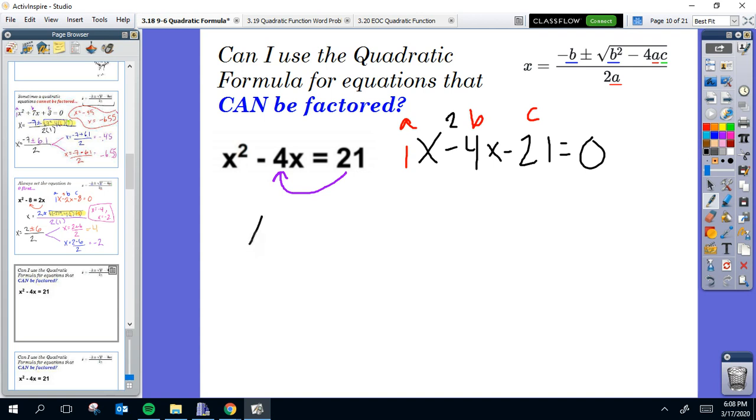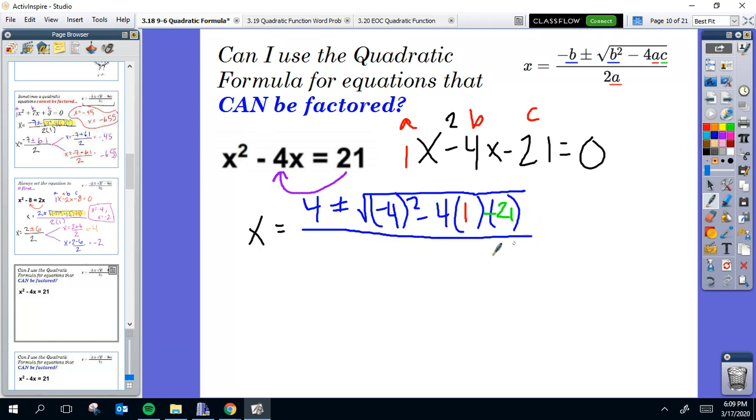Go back. X is equal to negative B. If B is negative 4, negative B is negative 4, and that's a positive 4. Plus or minus the square root of B squared, so negative 4 squared, minus 4 times A times C. My A value is 1, and my C value is negative 21.